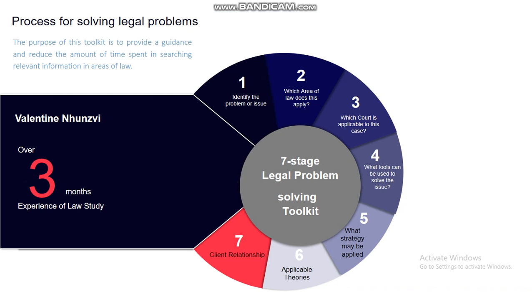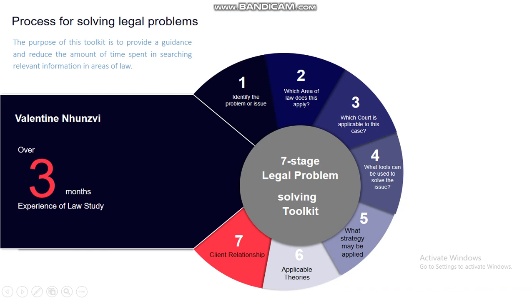Section 2 then deals with which area of law your issue or problem applies to. Section 3 talks about which court is applicable in this case. Section 4, we then look at the tools to be used to solve the case. Section 5 looks at the strategy to be applied. Section 6 then looks at applicable theories. And Section 7, we look at the client-lawyer relationship.